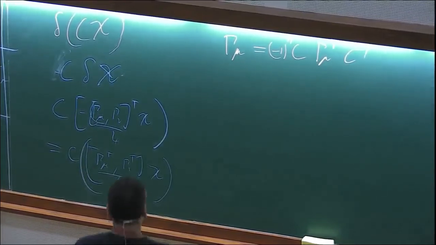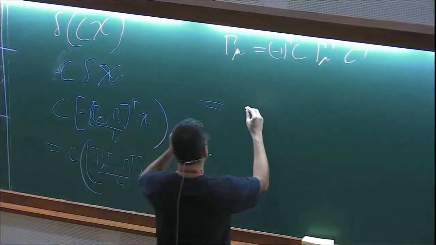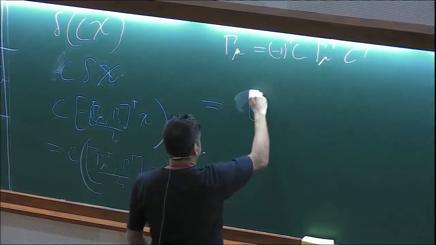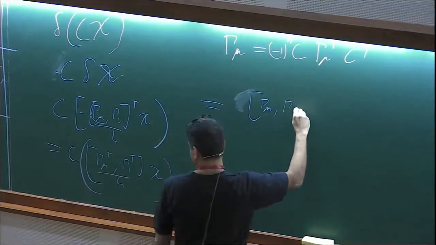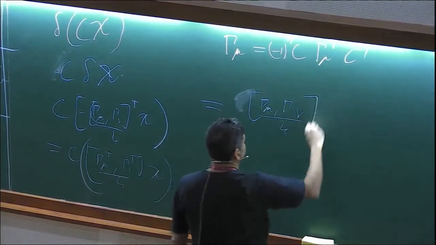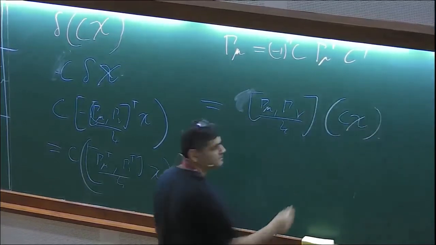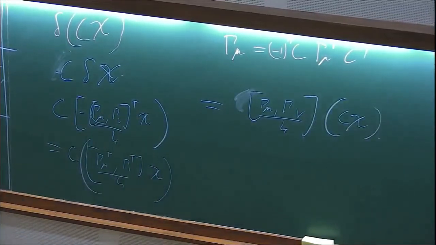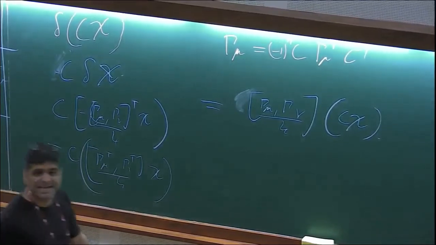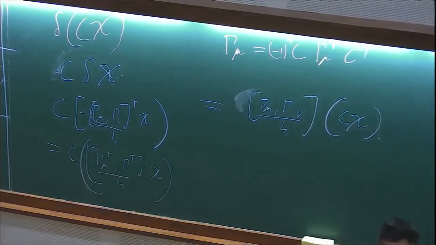Okay? And so this is the same thing as gamma mu gamma nu by 4 on C chi, which is what we wanted to show. We wanted to show that C chi transforms exactly like an ordinary spinor does under rotations. Is this clear? It's the kind of manipulation we'll use very often.